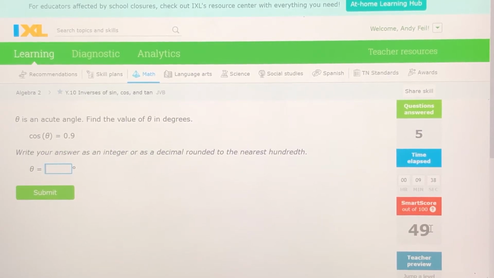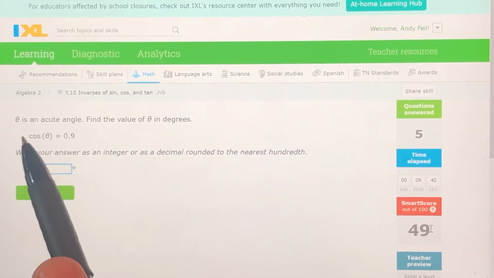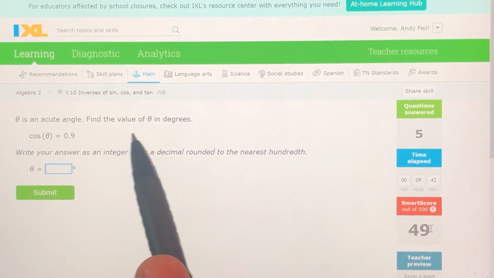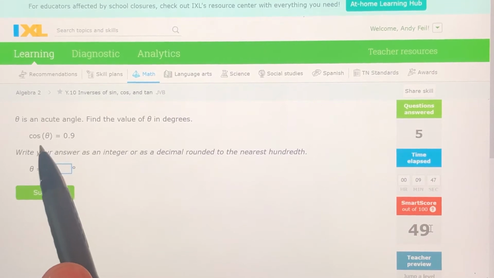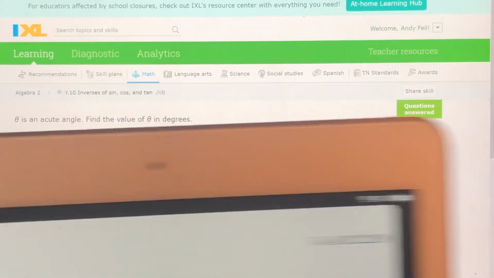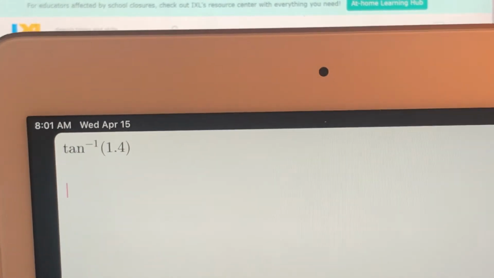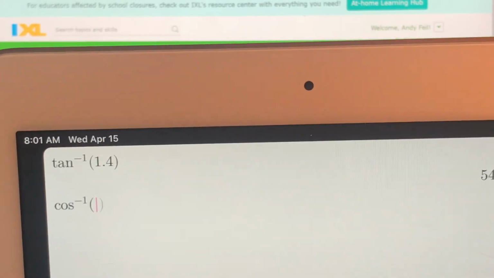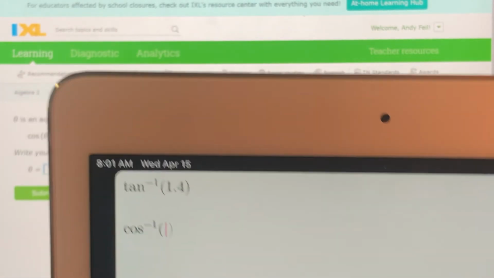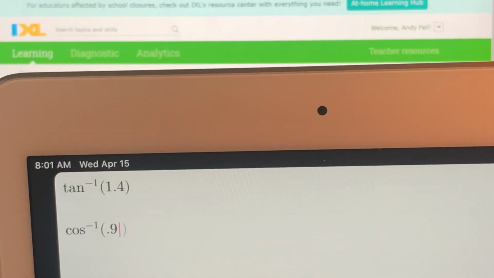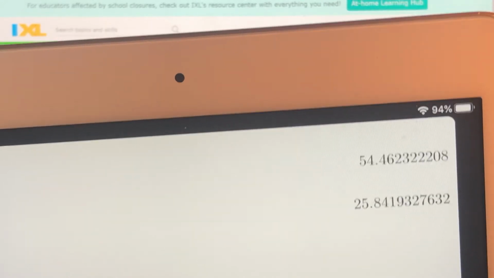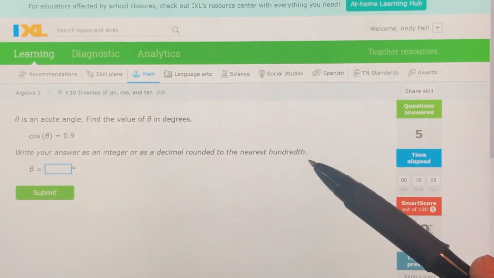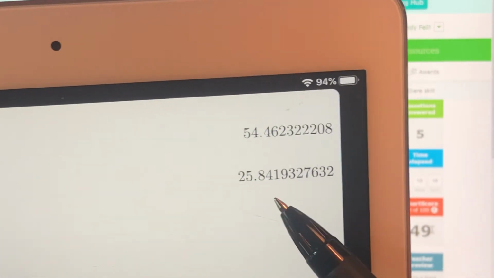Okay? The cosine, let's see. Theta is an acute angle. Find the value of theta in degrees. So I'm still in degrees, that's good. Cosine. So this time we're going to take the inverse cosine of 0.9. Just like before, you hit second cosine. That gives me the inverse cosine of 0.9. And now it says it's 25.84. Are we going to the nearest hundredth? We are. Okay. So 25.84.